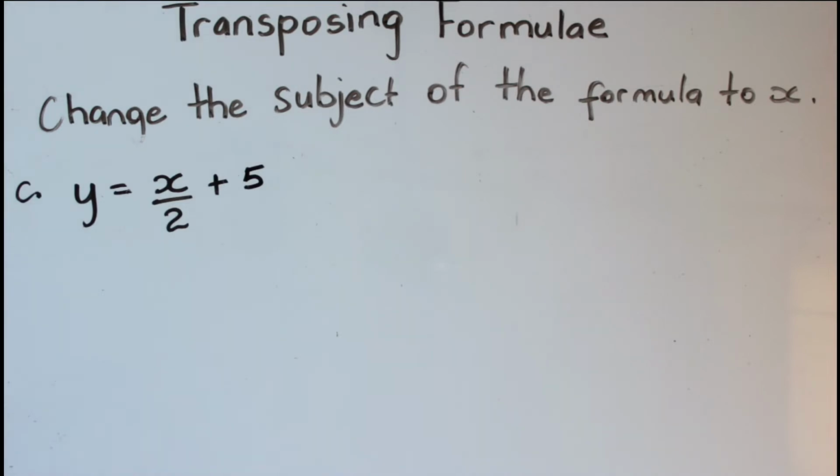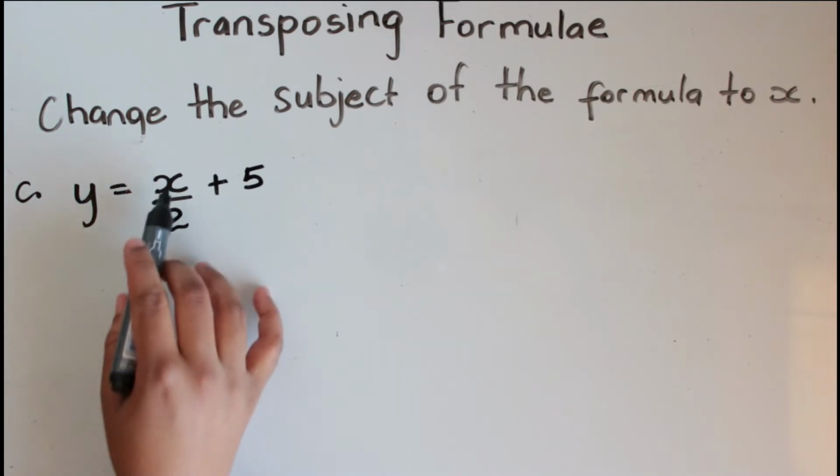Now let's look at a third example. We have y is equal to x over 2 plus 5, and again our aim is to make x the subject of the formula, so we need to get that x by itself.